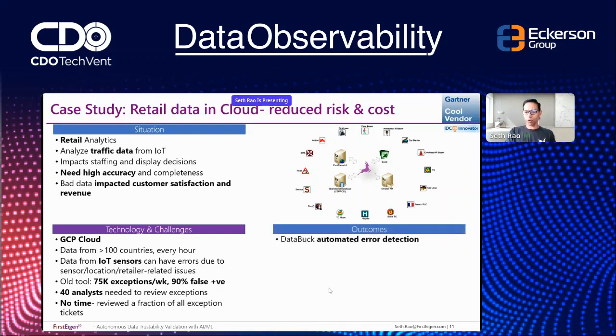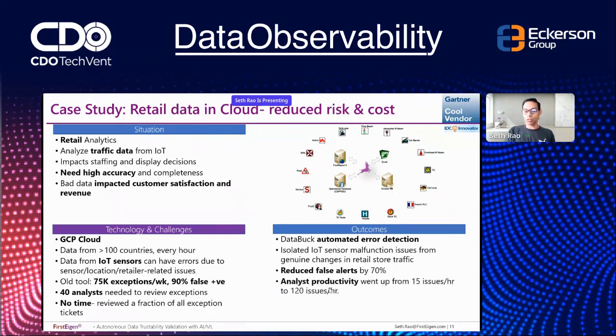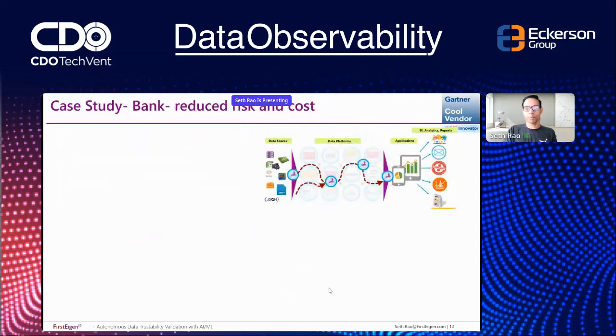Now, Databug was brought in. It automated error detection, and it reduced the false positive alerts by 70 to 90%. And it was also able to increase the analyst productivity enormously because it has automatically eliminated a whole bunch of false positives, and they were able to go through a lot more issues every hour as well.